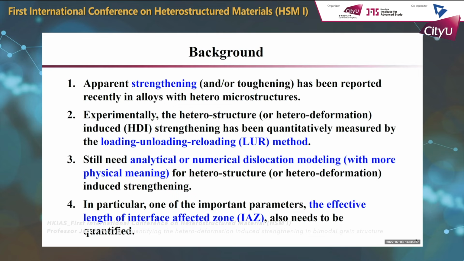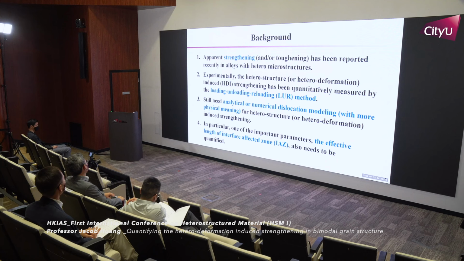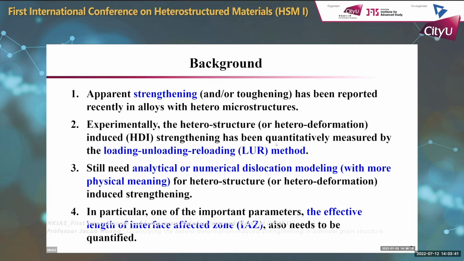Firstly, I would like to mention some of the background. The apparent strengthening and/or toughening has been reported recently in some alloys with heterogeneous microstructures. Experimentally, the heterostructure or hetero-deformation induced, called HDI, strengthening has been quantitatively measured by the loading, unloading, and reloading, or called LUR methods. But we still think we need some analytical or numerical dislocation modeling with more physical meaning for such a heterostructure or hetero-deformation induced strengthening.